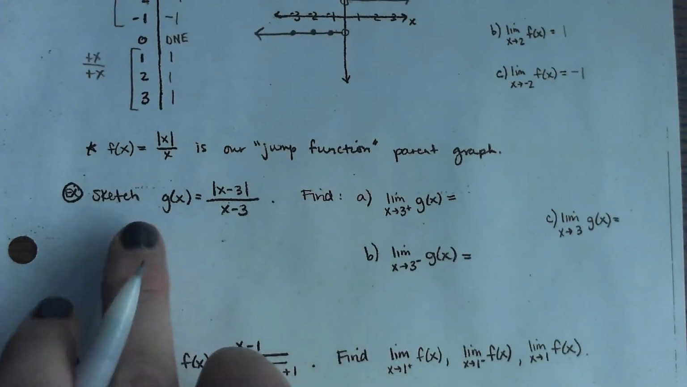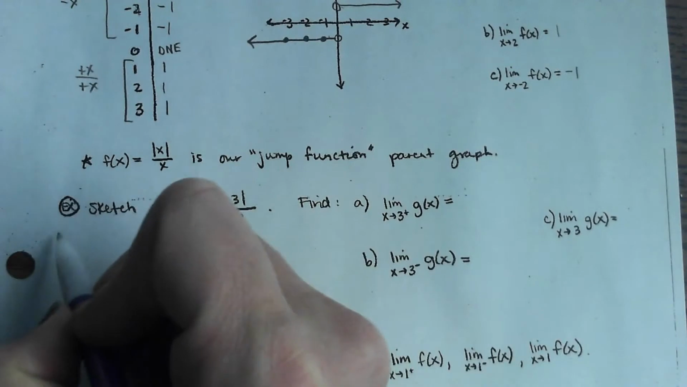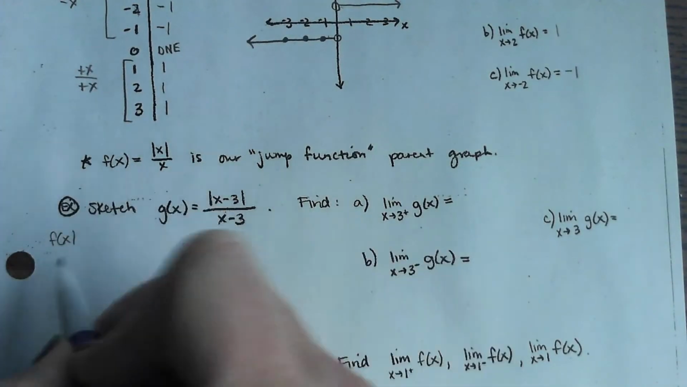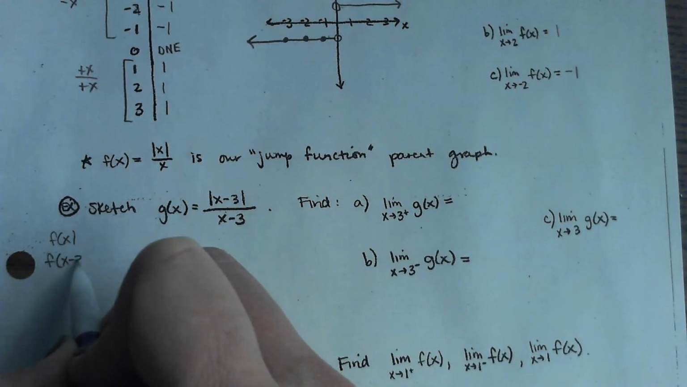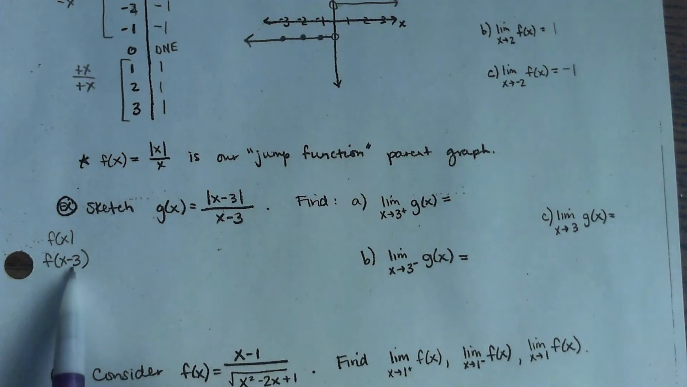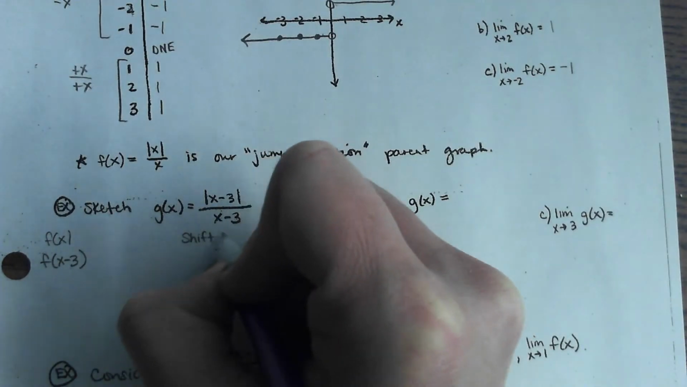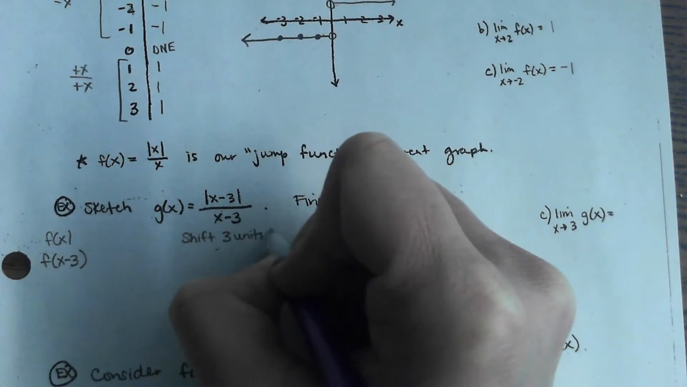If you jump down to the second exercise, sketching g of x, the whole transformation concept is the same. So if our parent graph was f of x, this is now just f of x minus 3, which means this graph is going to be shifted 3 units to the right. Yes? Shift 3 units to the right.